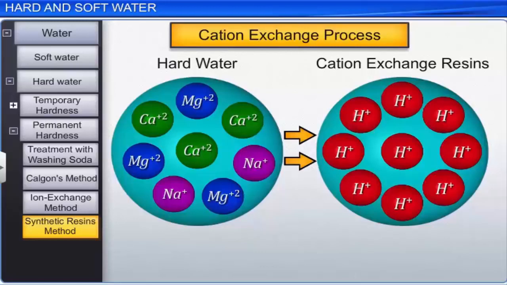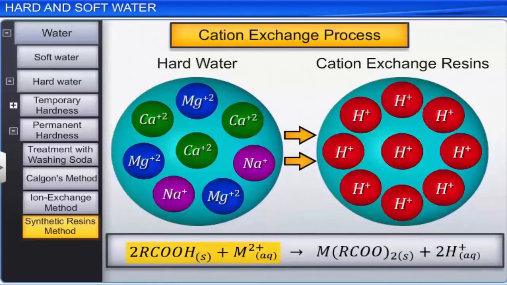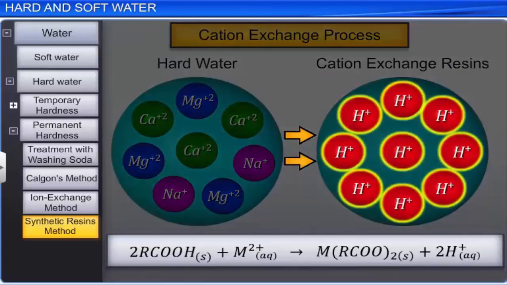The reaction that takes place is RCOOH in solid state plus M2+ in aqueous solution gives (RCOO)2M plus 2H+ ions in aqueous solution, where M2+ is a calcium or magnesium cation. Since this reaction releases H+ ions, it makes water acidic.